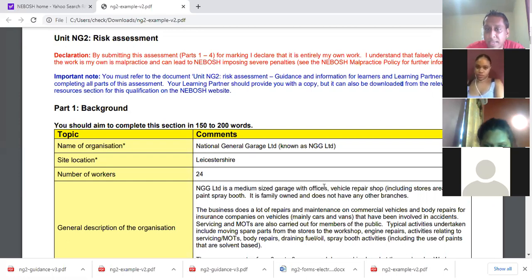So it's a medium-sized garage with offices. You need to describe the size of the company here. If you're just making sub-notes, you can just write it down. You need to put the size of it. Vehicle repair shop, including stores area and paint spray booth. It is family owned and does not have any other branches.